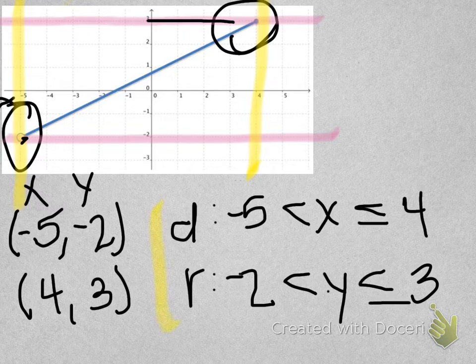So that would be your answer for domain and range of this function right here. Just look at the endpoints. What endpoint goes with that number, and that's the inequality symbol that you write next to it.